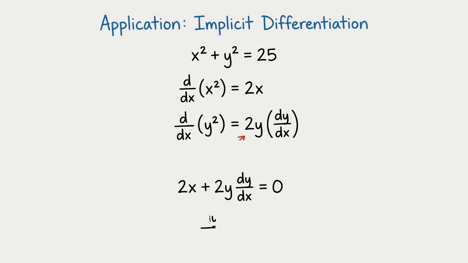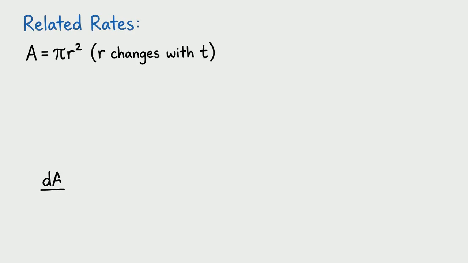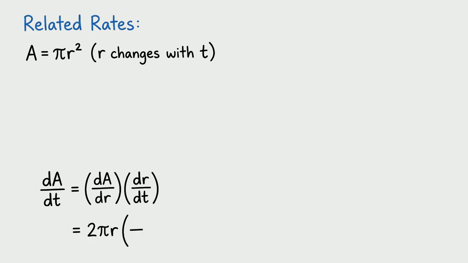Solve for dy/dx. dy/dx equals negative x over y. That's the chain rule at work. Another application, related rates. Suppose A equals pi r squared and r is changing with time. Then dA/dt equals dA/dr times dr/dt. That's 2 pi r dr/dt.